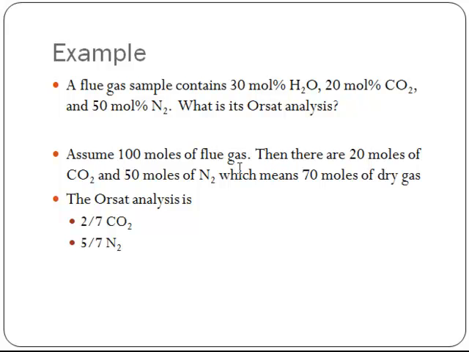So if there are 100 moles of flue gas, then I have 30 moles of water, 20 moles of CO2, and 50 moles of nitrogen. So on a dry basis, I have 70 moles of gas. So that means that the Orsat analysis will tell me that there are 2/7 CO2 and 5/7 N2. So this is pretty simple. Sadly, to go the other direction requires just a little bit more work, and we'll do that in the next lesson.